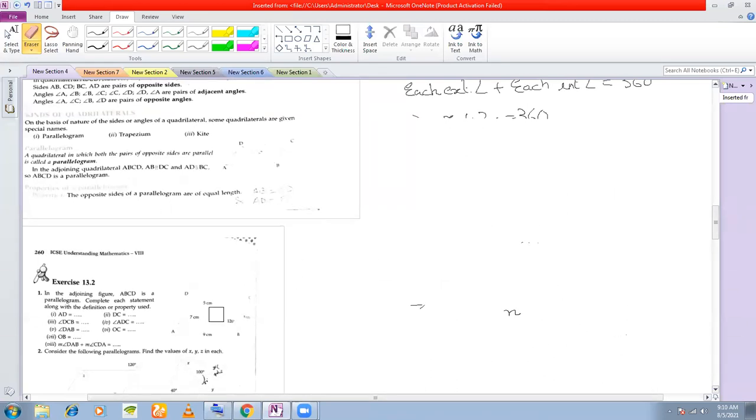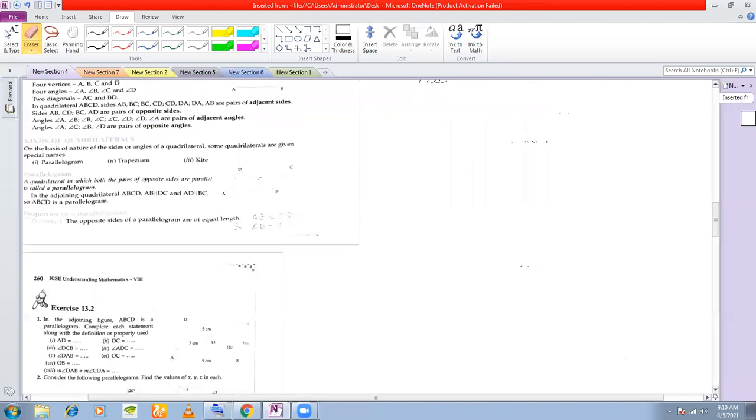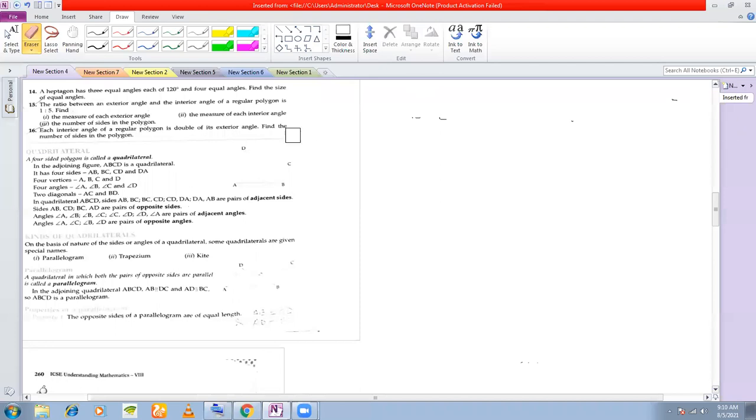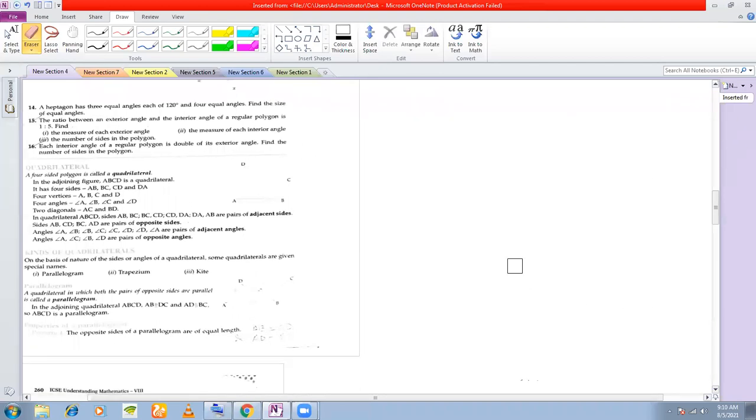Okay, now first we shall understand how many types of quadrilaterals there are. There are many types of quadrilaterals. You understand this chart first. What are quadrilaterals? Quadrilaterals are four-sided polygons, right? Now, quadrilaterals have been classified into three types. First is a parallelogram.